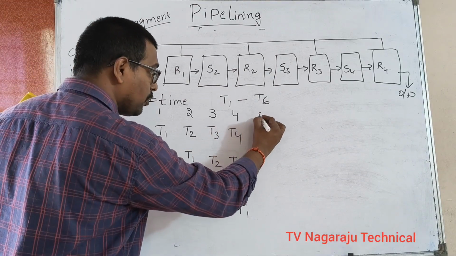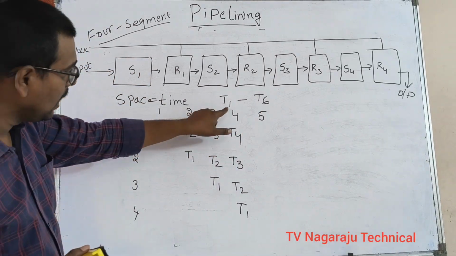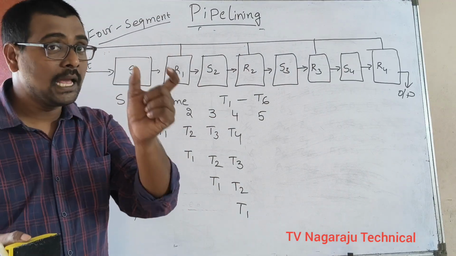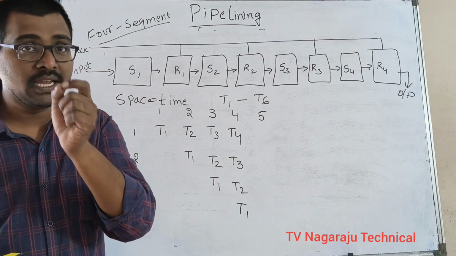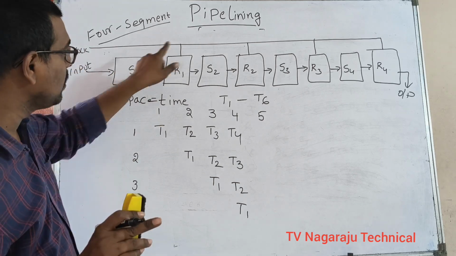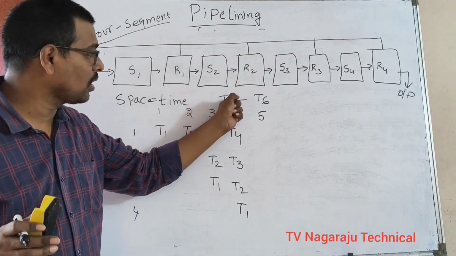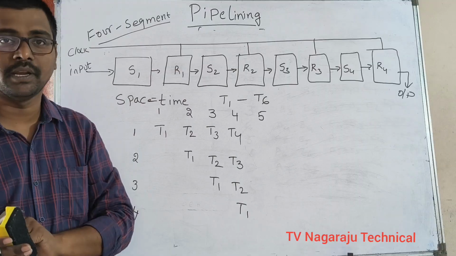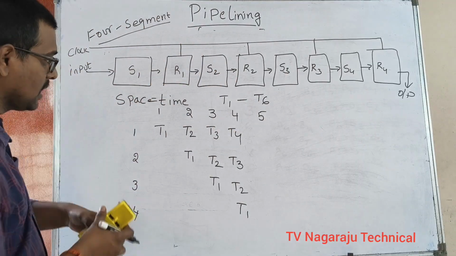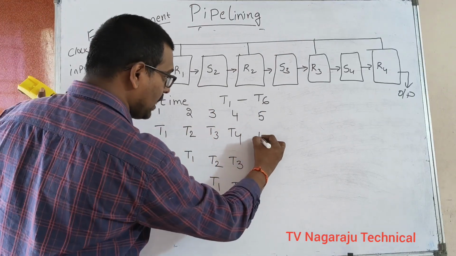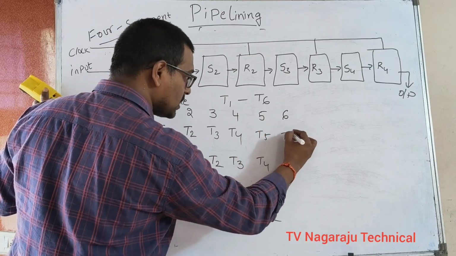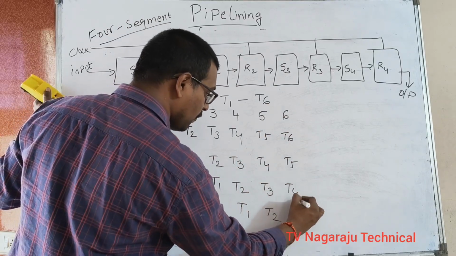Now coming to the fifth clock cycle, if you understand carefully, after completion of 4 clock cycles, my task is completed. In the previous example, after completion of 3 clock cycles, my task is completed. What is the difference? If it is a 4 segment pipeline, after completion of 4 clock cycles, your first operation is completed. In the previous, that is a 3 segment pipeline, after completion of 3 clock cycles. Clear? Now, in the fifth clock cycle, what happened? T5, T4, T3, T2. Suppose in the next clock cycle, T6, T5, T4, T3.